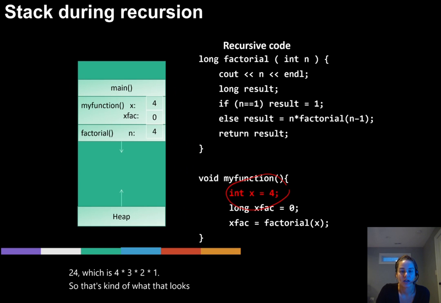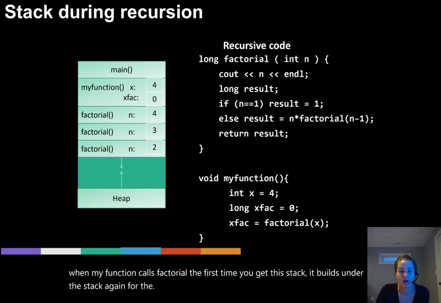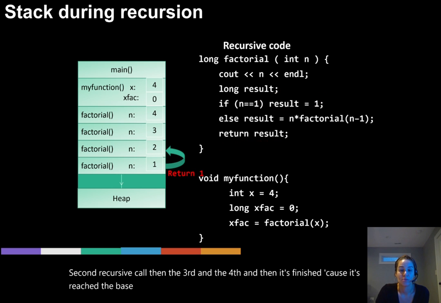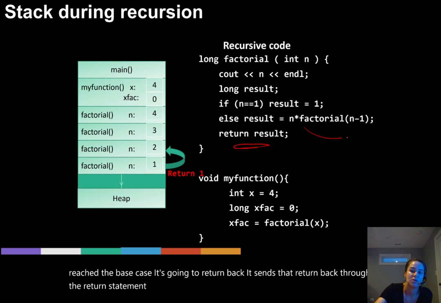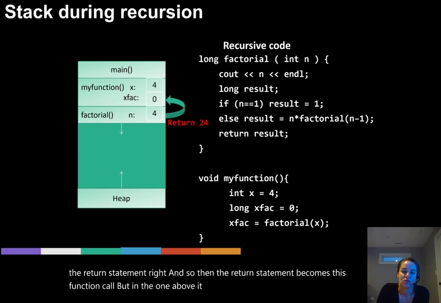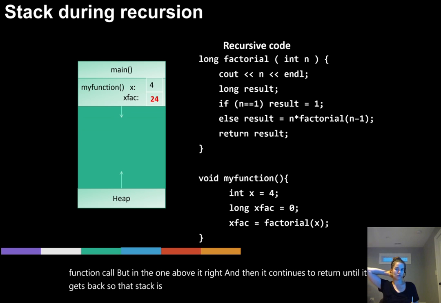Let's do it one more time. When my function calls factorial the first time, you get this stack. It builds onto the stack again for the second recursive call, then the third, and then the fourth, and then it's finished because it's reached the base case. It's going to return back. It sends that return back through the return statement, and then the return statement becomes this function call in the one above it. Then it continues to return until it gets back. So that stack is getting built and destructed through that call.